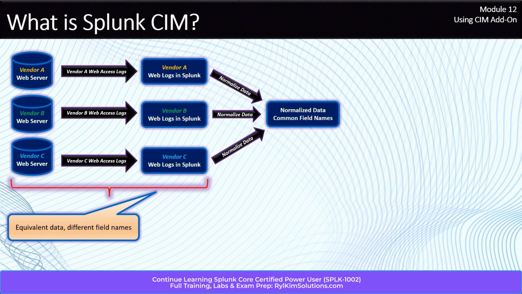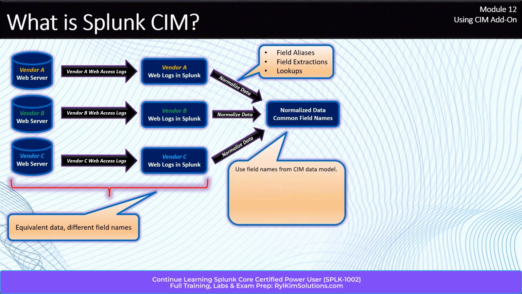And how do you do this normalization? That is where some of the knowledge objects that we've seen start coming into play. We saw how to use field aliases. So in order to do this normalization, you can use field aliases. There are times that some fields don't really exist in the data, and so you can use field extractions in order to get those fields if possible. And then there are times that you can also use lookup tables in order to get fields from external sources that are going to match what you have in your data model.